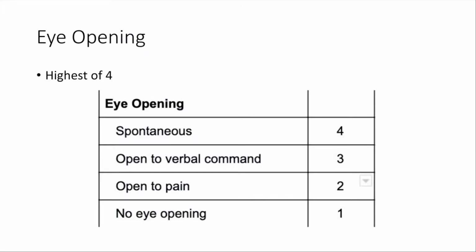So coming to eye opening. An eye opening can have a higher score of 4, which is spontaneous eye opening. If without any stimulus the patient is opening his eyes, you give him a score of 4. If he opens to calling out his name or any verbal command like a direct open your eyes or just calling out his name, then you give him a score of 3. If he opens his eyes to pain, you give him a score of 2. And if he has no eye opening, no matter what the situation, you give him a score of 1. So you can have a score of 1 to 4 for eye opening.